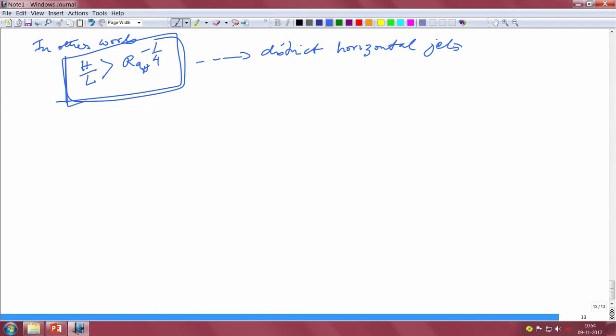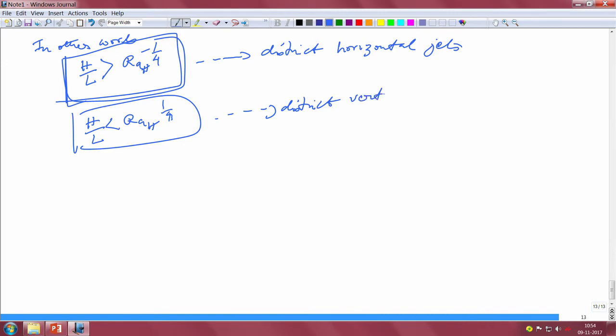Okay. Now, we already have the situation that H by L is greater than Ra to the power of 1/4. That was for distinct vertical jets. So, these are the two criteria. We have the two criteria for distinct horizontal and vertical jets, and Rayleigh number greater than 1 for convective heat transfer. Rayleigh number less than 1 is not convective anymore.